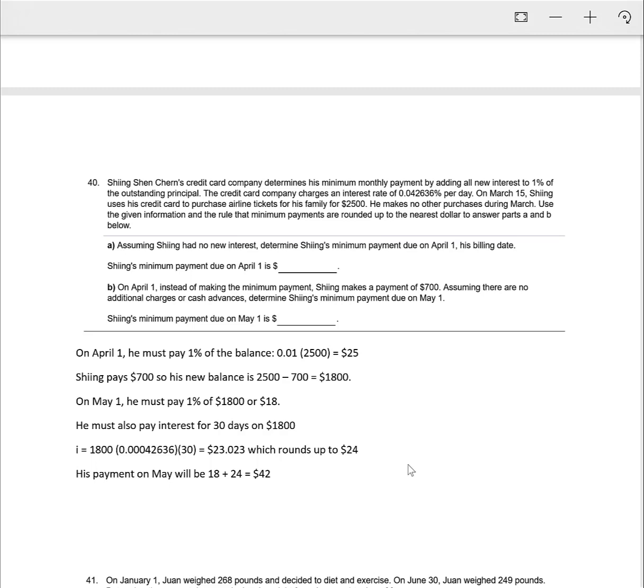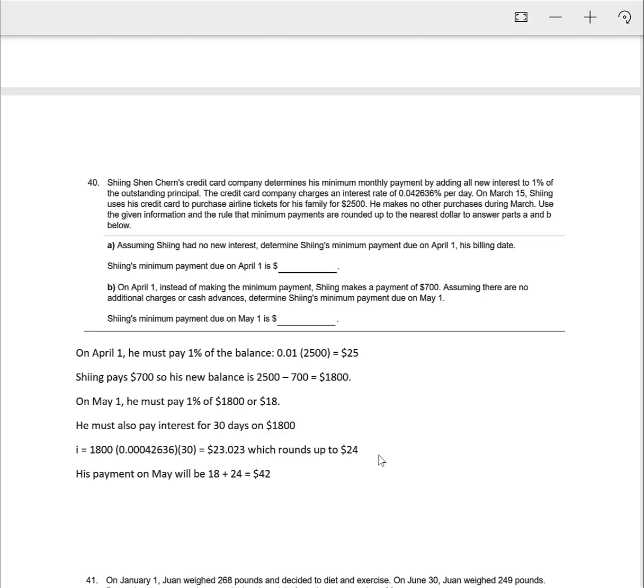Okay, Xing's credit card company determines his monthly payment by adding all new interest to 1% of his outstanding balance. And they have an interest rate per day, which is shown there. On March 15th, he uses his credit card to buy airline tickets for $2,500. He makes no other payments during March. Use the information and the rule that minimum payments are rounded to the nearest dollar to answer parts A and B. So what's his minimum payment going to be on April 1st?